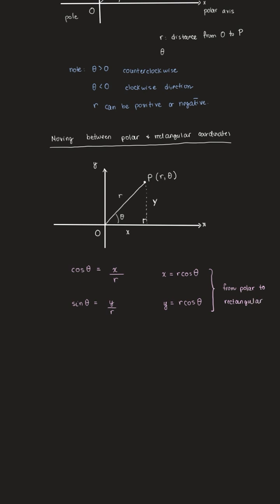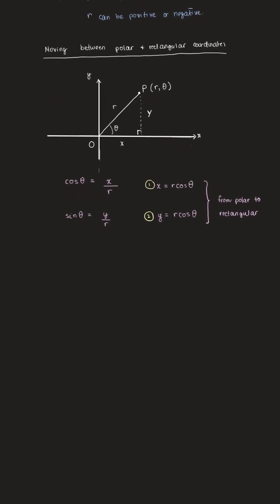So two important definitions. I'm going to label this 1 and 2. But we have a few more additional trigonometric relationships that we can think about here that are going to help us go from rectangular to polar coordinates.